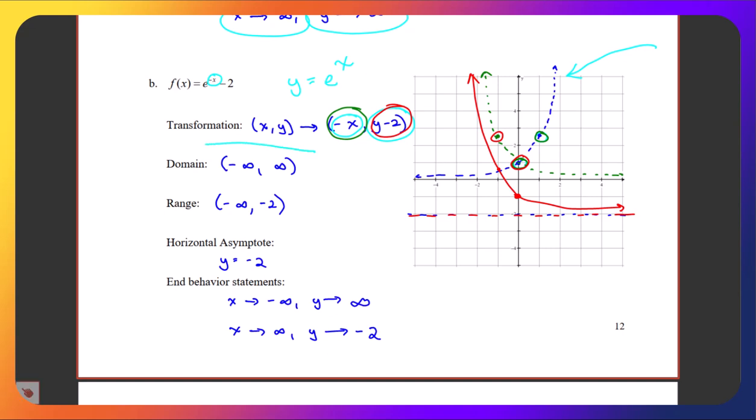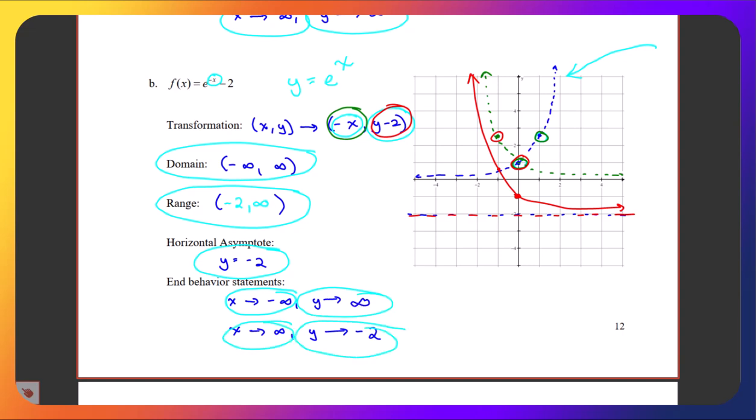So as all exponential graphs behave, we go left and right forever. We can see from this graph the range will go from negative 2 up to infinity. Let's fix that. The horizontal asymptote is y equals -2. To the left, it goes up to infinity. To the right, it approaches -2.